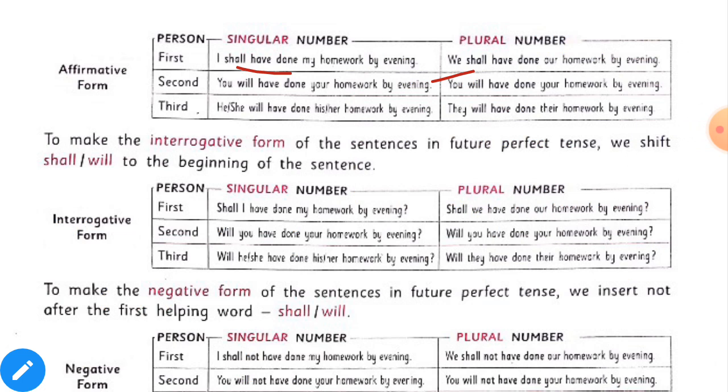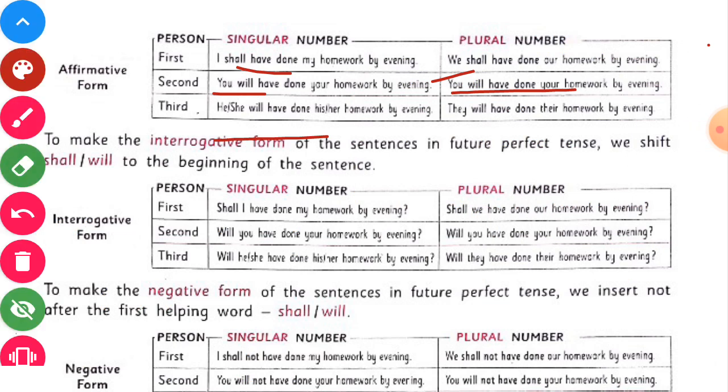And with all the rest of the subjects you will have to use will have. Shall have is used only with I and we, and with all the other subjects we use will have. You can see here, you will have done your homework by evening. He or she will have done his or her homework by evening.